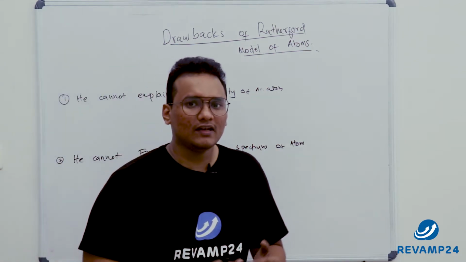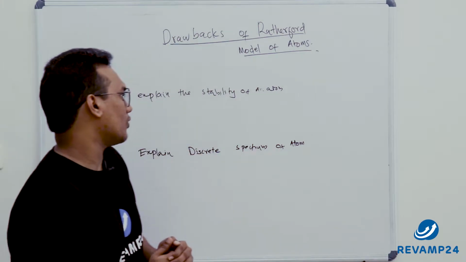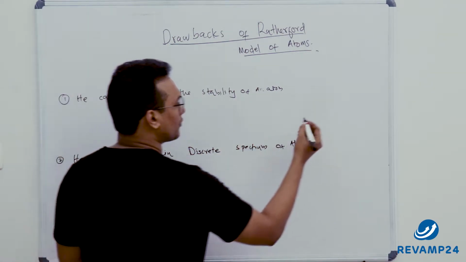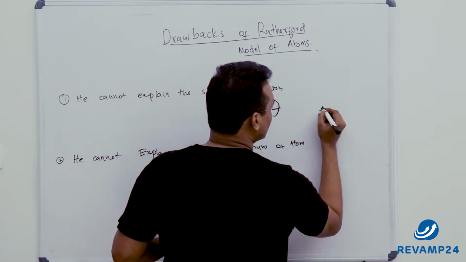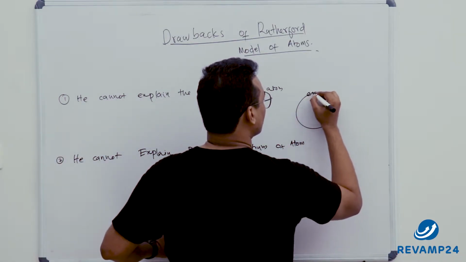In this video, I will explain the drawbacks of Rutherford's atomic model. According to Rutherford's model, the nucleus has a positive charge and electrons are revolving around the nucleus.